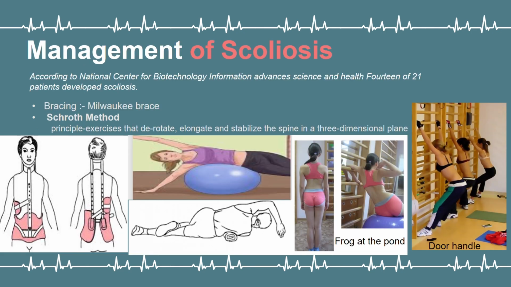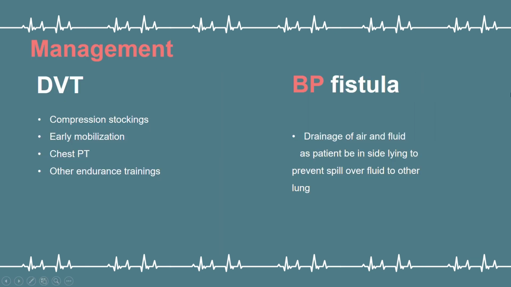Bracing can be done. The Schroth method, where the goal is to derotate, elongate, and stabilize the spine in the sagittal plane by restoring muscle symmetry and alignment. Now these kinds of exercises are also good for stretching and strengthening the back muscles. Breathing exercises, as the curvature causes pressure on the airway, hence the patient experiences difficulty in breathing.